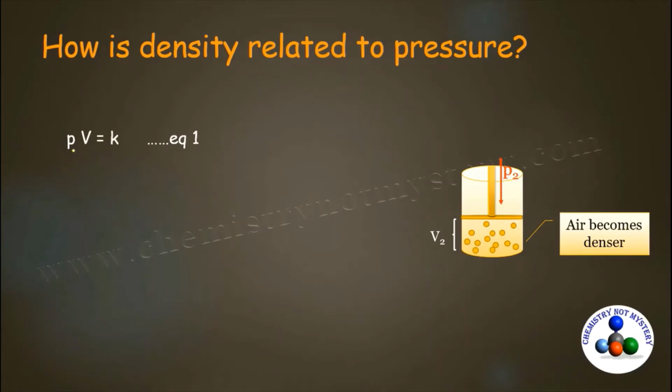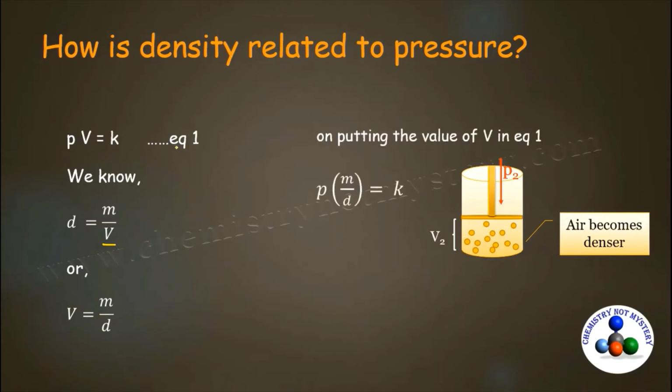We have the equation PV is equal to K that we derived for Boyle's law. And we know density is equal to mass over volume. So when we rearrange the equation and shift volume to the other side, we will get volume is equal to mass over density. Now place the value of volume in equation 1. So you will get pressure multiplied by mass over density is equal to constant.